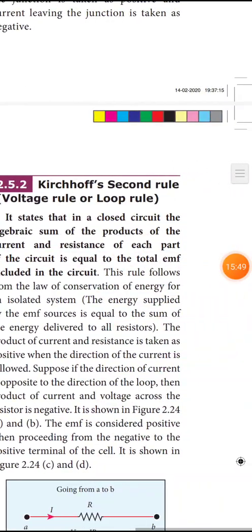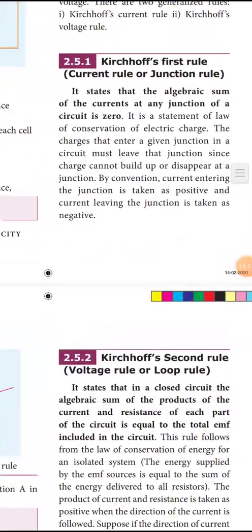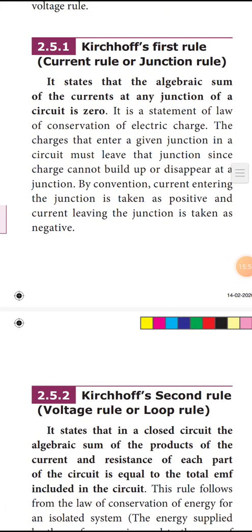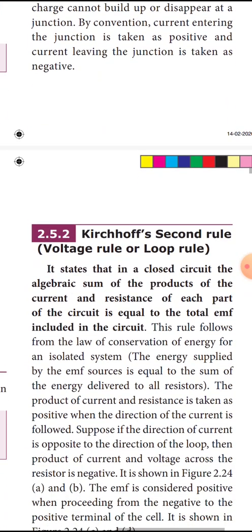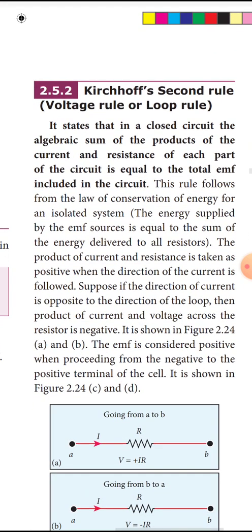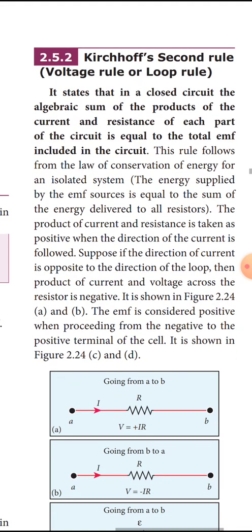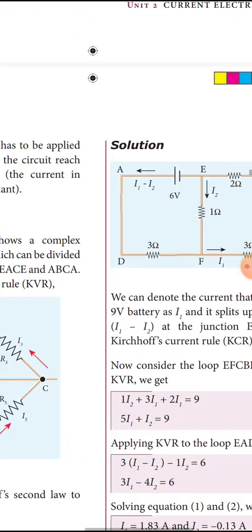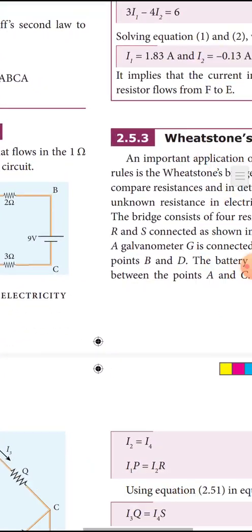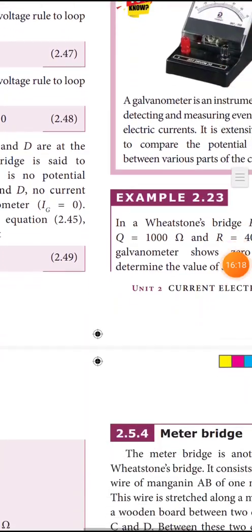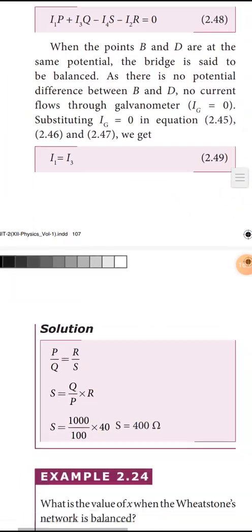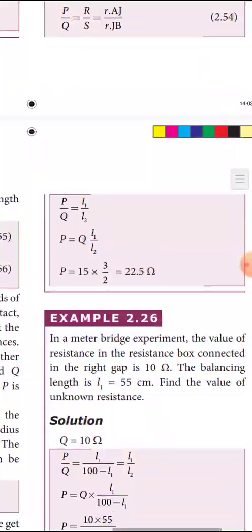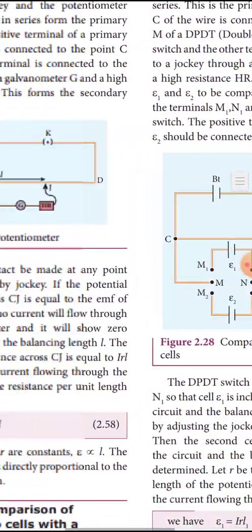And next, we have Kirchhoff's first rule and second rule. This is the first rule, that is, the algebraic sum of currents at any junction is 0, and in a closed loop the algebraic sum of the product of the current and resistance of each part of the circuit is equal to the total EMF induced in the circuit. The algebraic sum of the product of current and resistance, that is very, very important. You have to write algebraic sum. Definitely you should write it. Next, Wheatstone bridge. Wheatstone bridge is usually asked. And this is meter bridge and potentiometer.